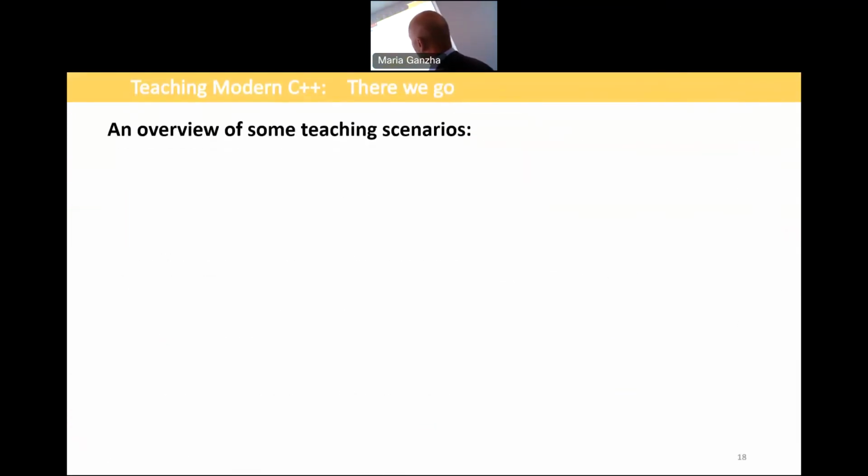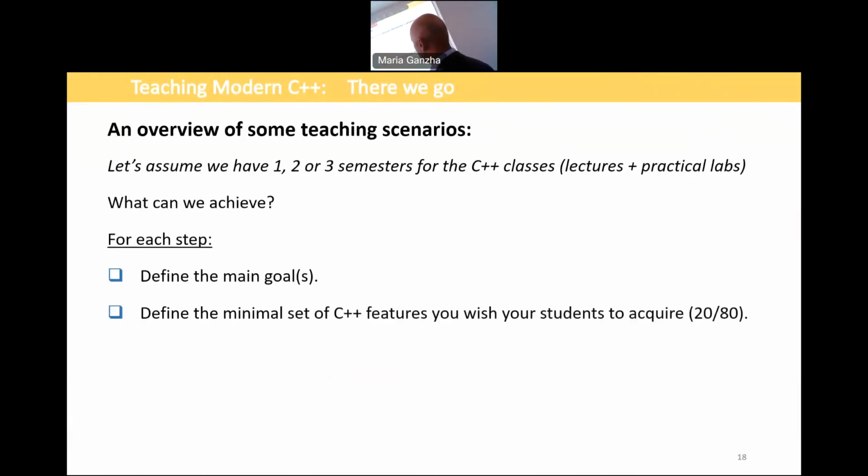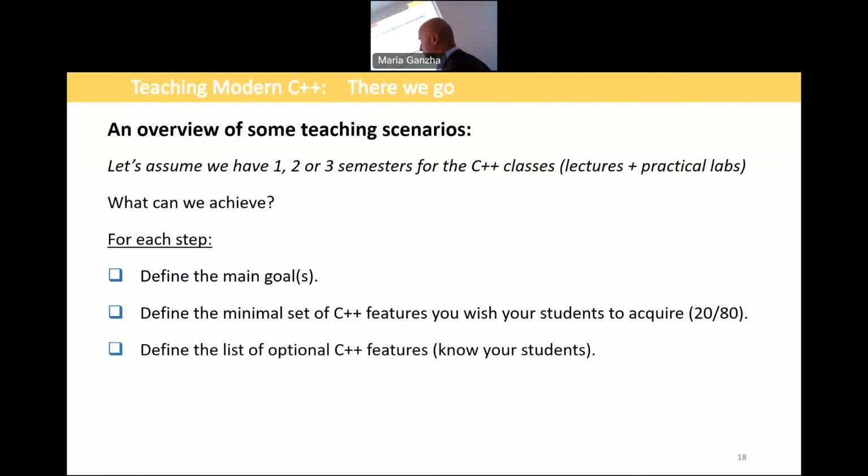And now, an overview of some teaching scenarios. So we assumed our time. I already mentioned this. So what can we achieve for each step? What do we do? Define the main goals. Define the minimal set of C++ features for students. We apply this 80/20 rule here. Define the least optional features because we react to students. If they progress well, we can do more, or vice versa.